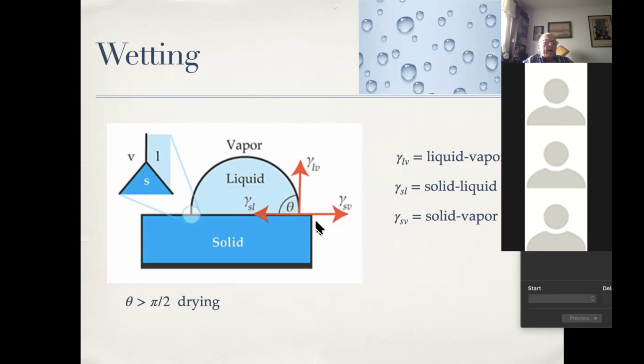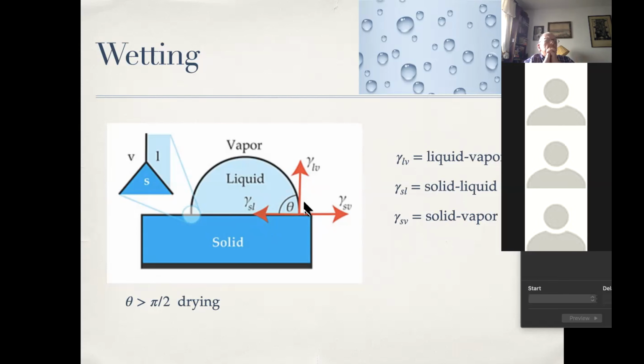Well, why is it drying? Because if that angle is larger than 90 degrees, then this tangent is in that direction, and that means that the drop has a cusp here, not at the edge. So the liquid drop sits on the surface and tries not to touch it.